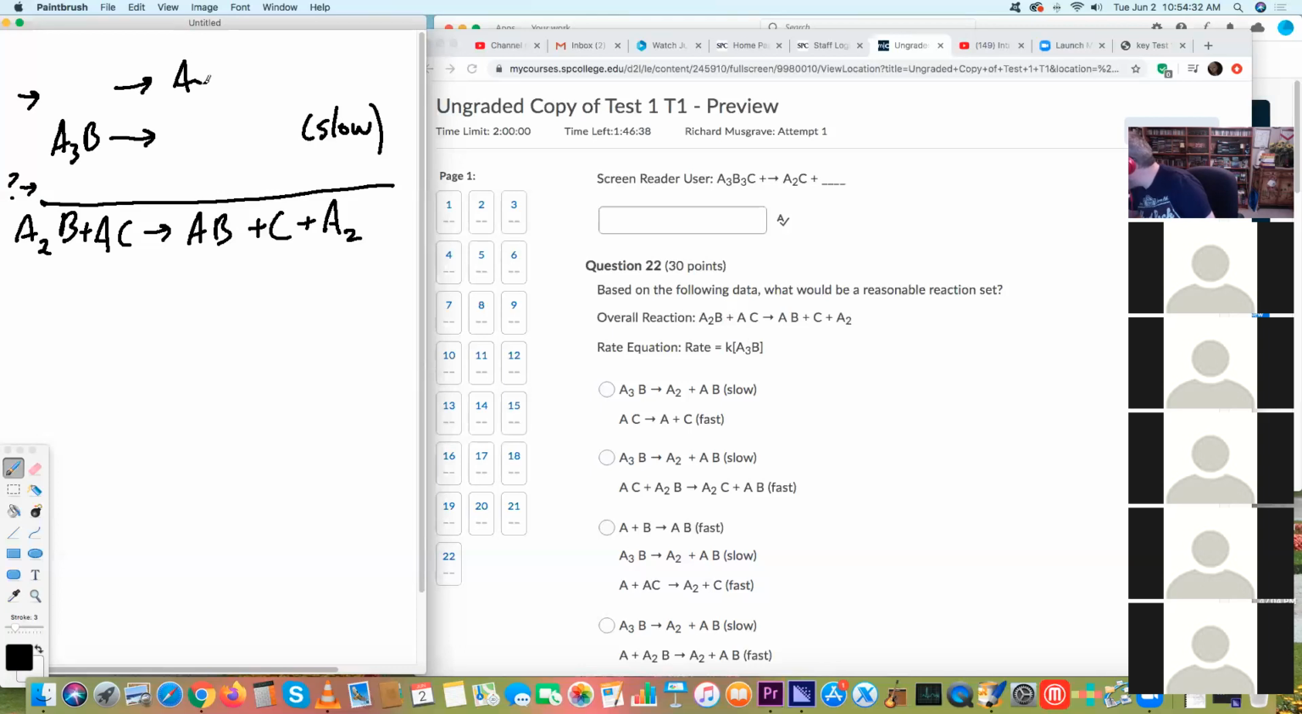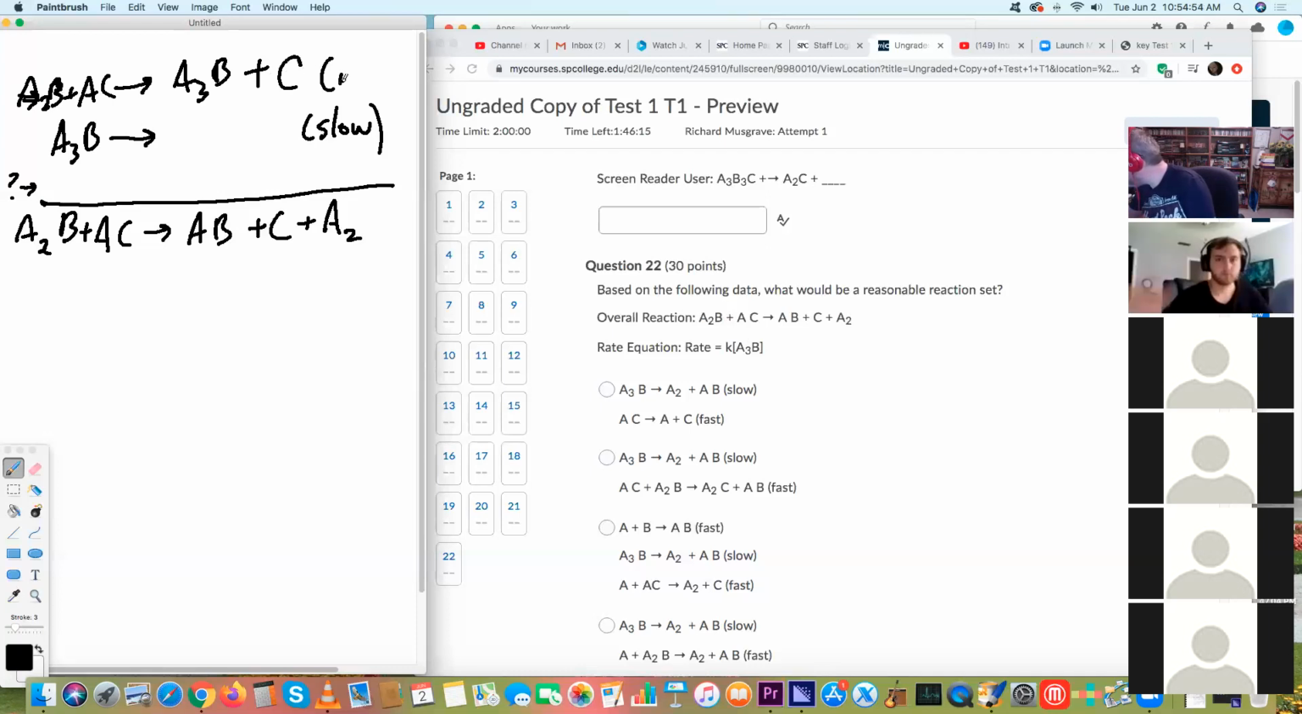We know the A3B got formed in a previous step. So how did it get formed? Well, I can't just make A3B from A2B. I need both of those things. So both of these reactants would be required to make A3B. But then that wouldn't be balanced. So if I do that, it's going to be A3B plus C, and that's going to be a fast step.